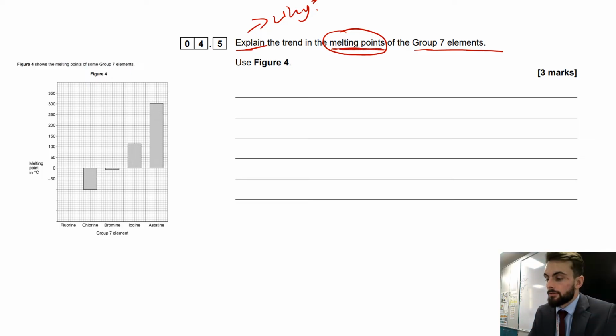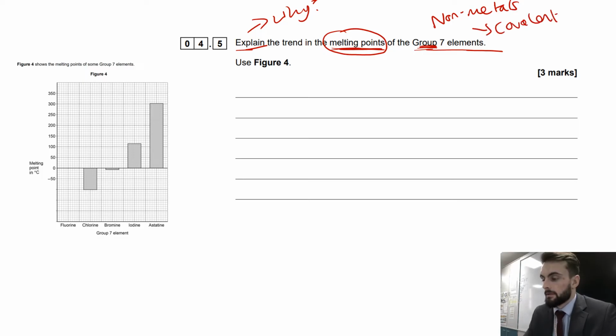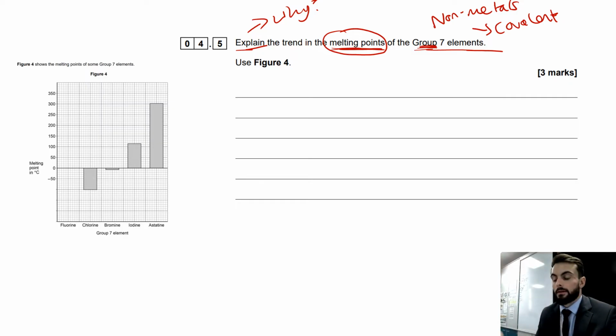First thing I'm thinking is group 7 elements, things like chlorine, bromine, iodine, astatine, etc. They are all non-metals, right? Which therefore means, what kind of bonding is it? It's covalent. So anytime we have covalent bonding, especially when it's simple covalent molecules like that, they're talking about intermolecular forces, aren't they?